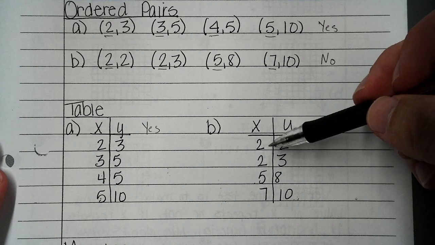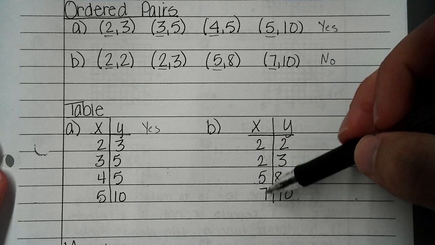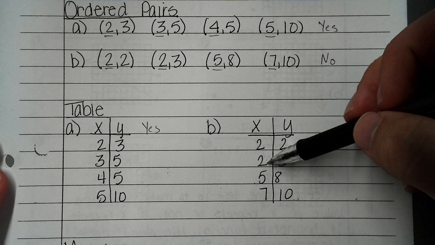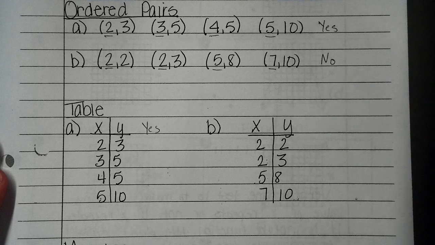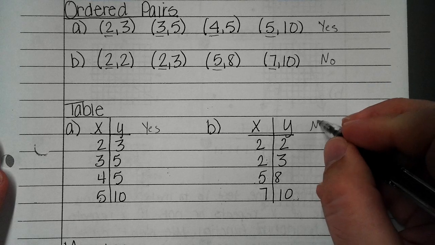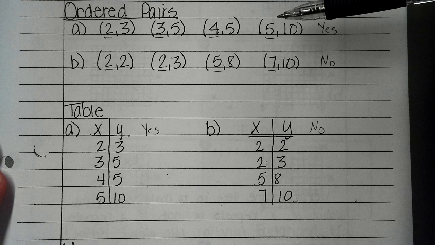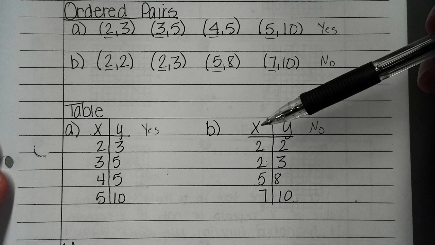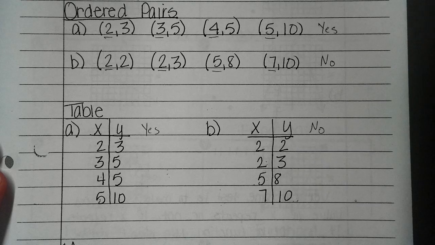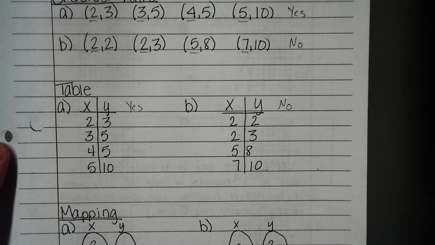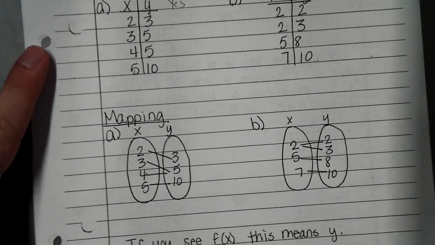Let's look on this other table. 2, 2, 5, 7. Well, they already had 2 for x. I can't have 2 for x again. So this one would not be a function. So when you can see it in an ordered pair or in a table, you're just looking at the x values.